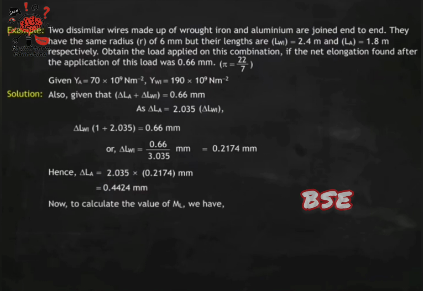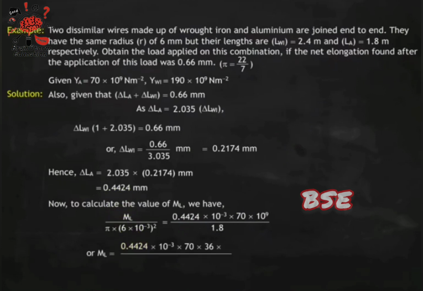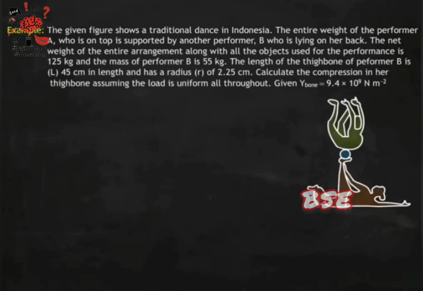Now, to calculate the value of ml, we have ml by pi into (6 into 10 raised to minus 3) whole square equals 0.4424 into 10 raised to minus 3 into 70 into 10 raised to 9 by 1.8, or ml equals 0.4424 into 10 raised to minus 3 into 70 into 36 into 22 by 1.8 into 7 equals 194.656 newtons.